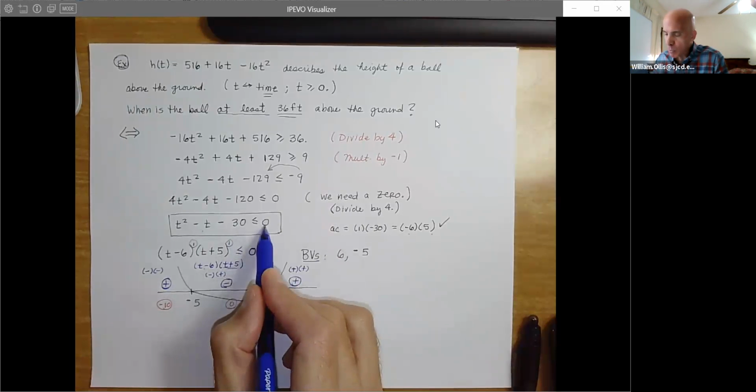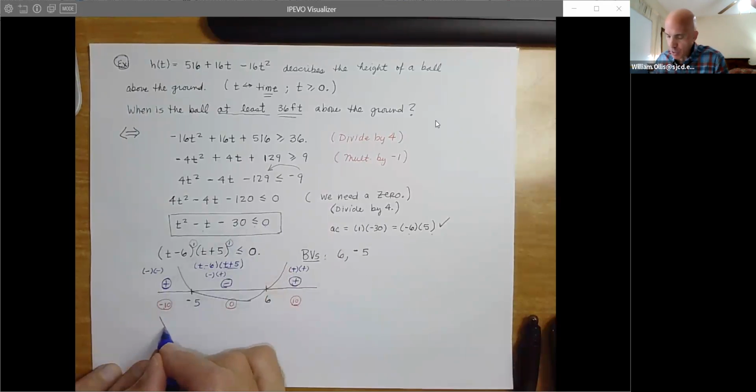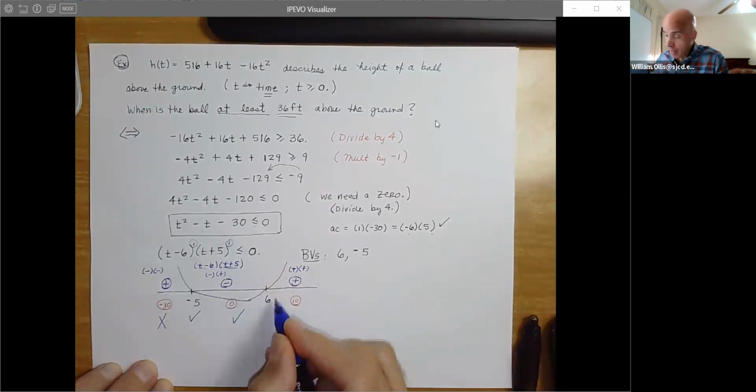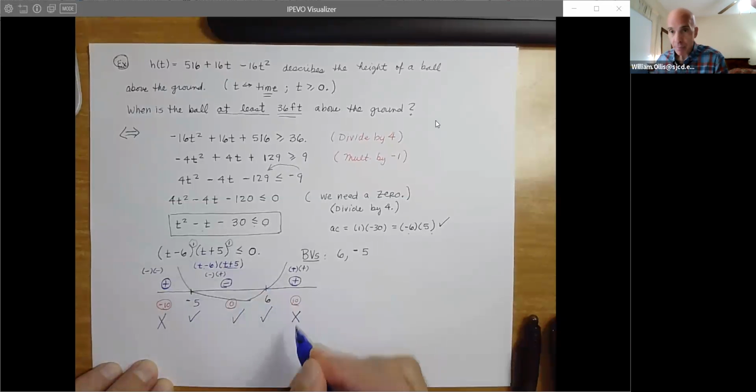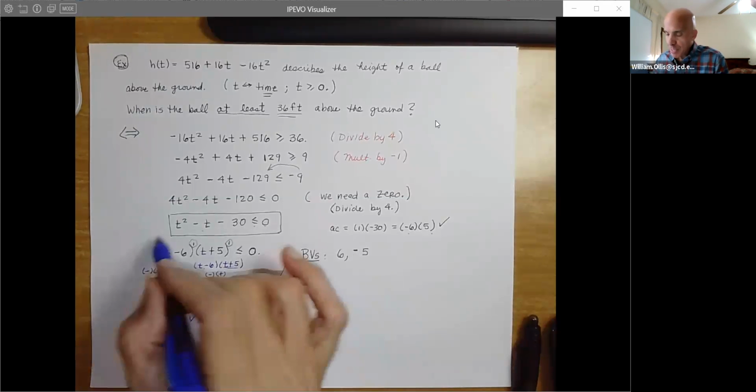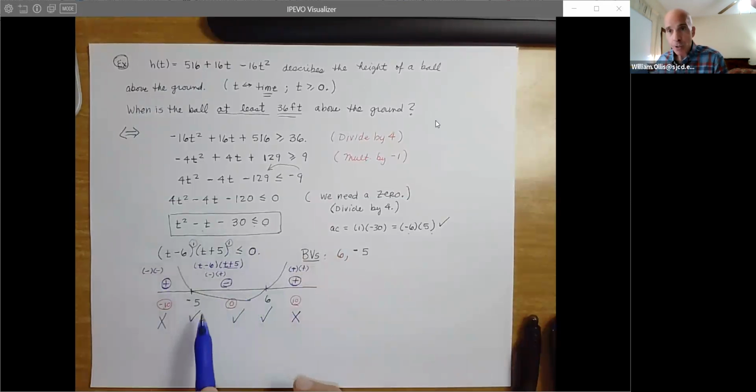We need either 0 or less than 0, 0 or negative. Well, that's positive. That's no good. -5, 0. Here, less than 0, check. 6 makes it 0, check. But of course, that's positive. So nothing there. Now, when we look at this, we're thinking at least for this inequality, the values that make it 0 or negative live right here between -5 and 6.